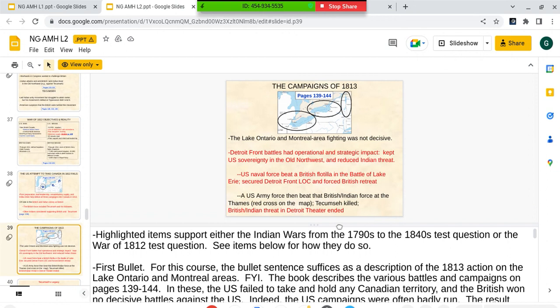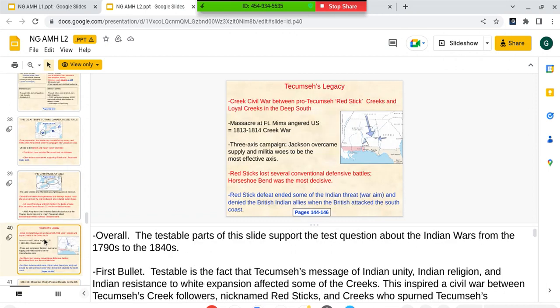So once the United States Navy took Lake Erie, it disrupted the line of communications to the British, and the British had to retreat, and now the Americans had Lake Erie. The United States Army force then beat the British and Indian force at Thames River, and at Thames River is where Tecumseh was killed. The British-Indian threat in the Detroit theater was ended after Tecumseh died at the Battle of Thames, at the Thames River. Understand that once the United States Navy took Lake Erie, it disrupted a line of communications to the British, which is why the British surrendered.